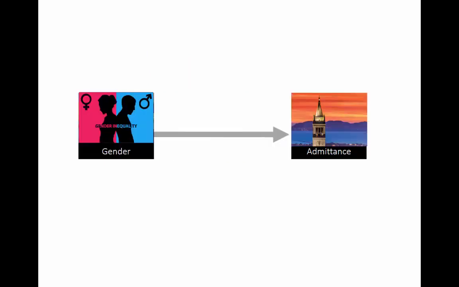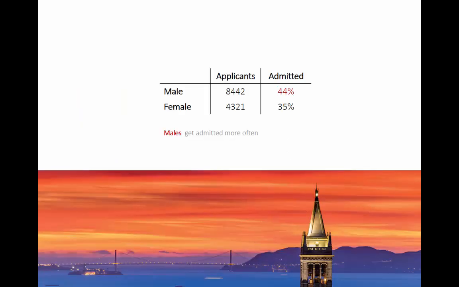They wanted to know, do males or females get admitted more often to the graduate program than the other gender? That's what they looked at, and that's what they found. So this is the raw data. They had around 12,000, 13,000 applicants in 1973. They looked at how many of them were male, how many were female, and they looked at the admission rates.